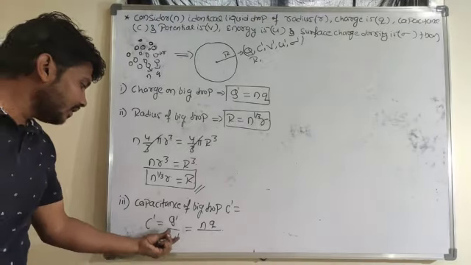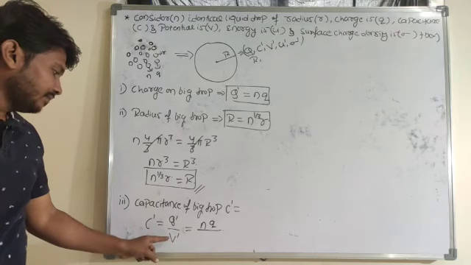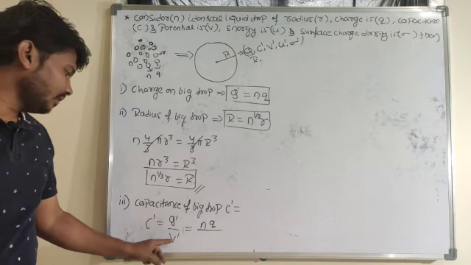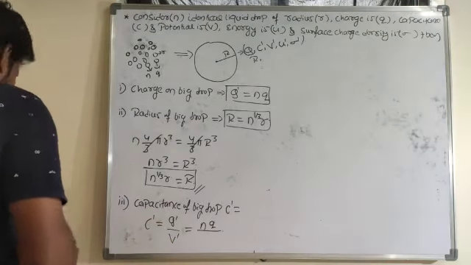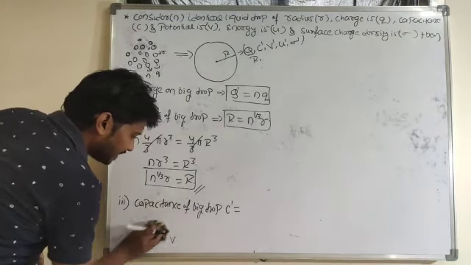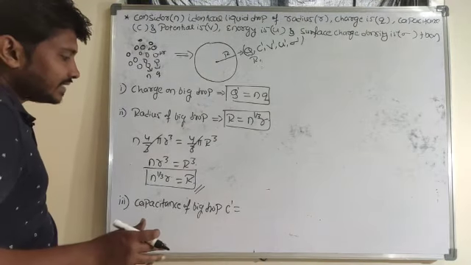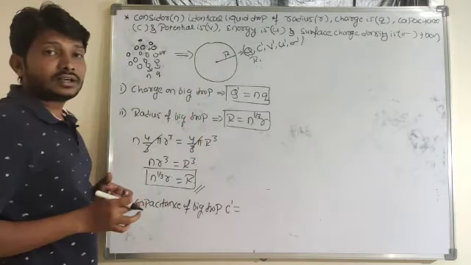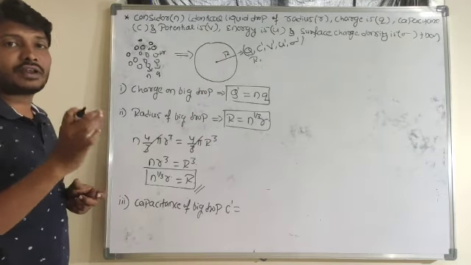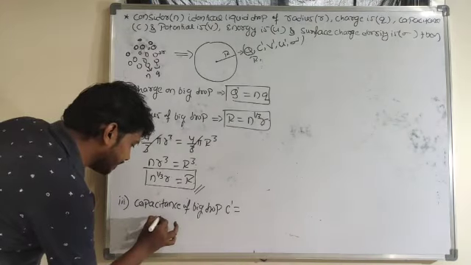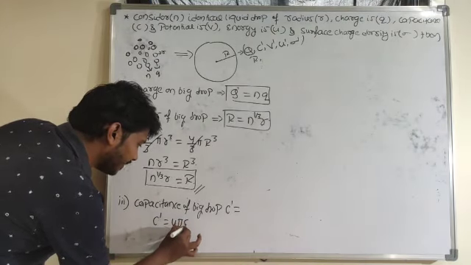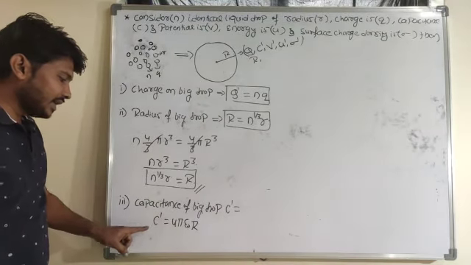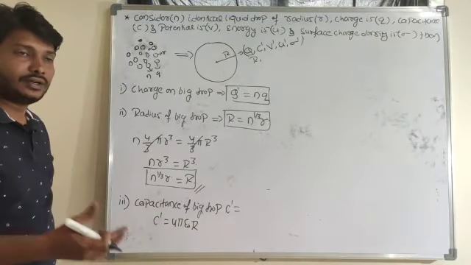First let me find out the potential here. One second, sorry. We'll consider the capacitance of the big drop. C dash is equal to what? The capacitance of the bigger drop. It is a spherical conductor. So what is the mathematical expression for the capacitance of an isolated spherical conductor? 4 pi epsilon naught into r. So C dash is equal to 4 pi epsilon naught into r here.